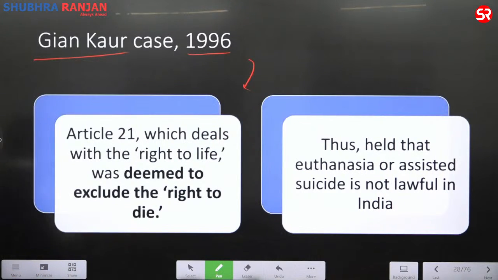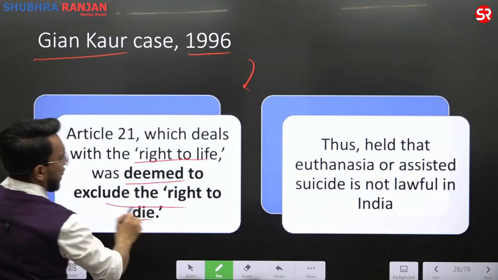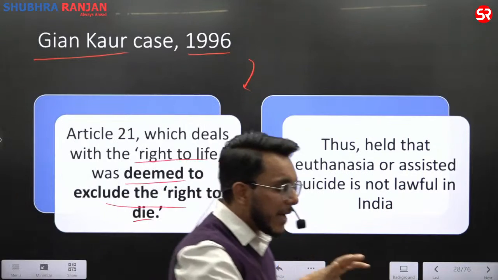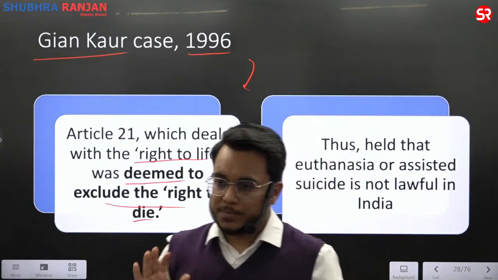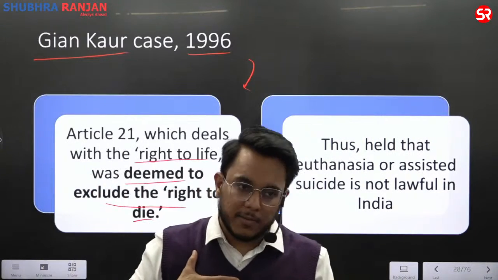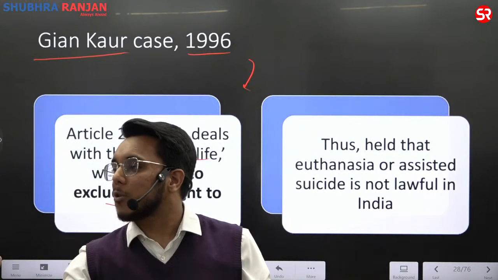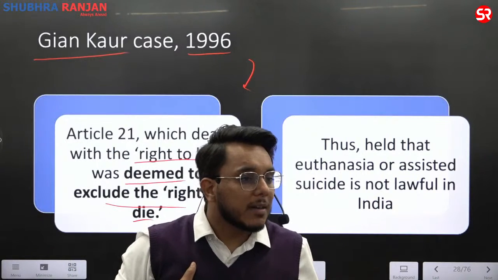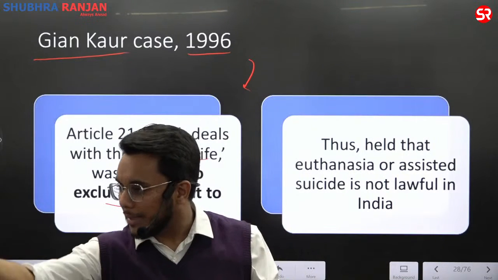Here it was provided in this Gyan Kaur judgment that Article 21, which deals with the right to life, excludes the right to die. It excludes the right to die. Matlab, right to life mein right to die is not given. And as right to die is not given, a person himself or herself cannot ask for euthanasia because wo kya ho jayega? Suicide. A person cannot ask for euthanasia because wo suicide ho gaya.